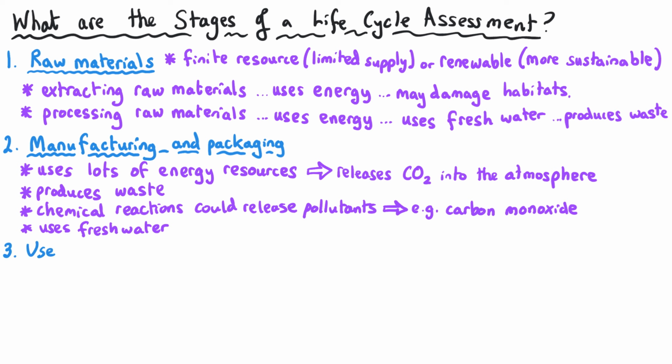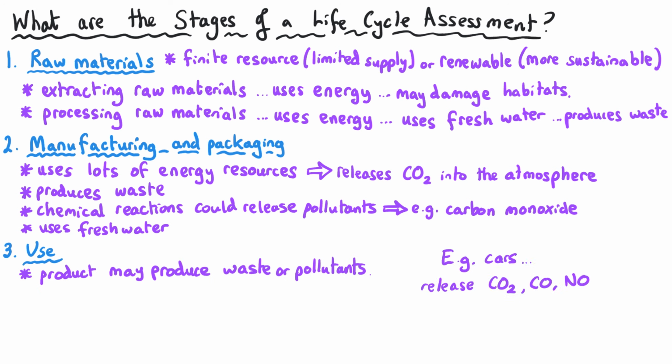The third stage of the life cycle assessment is the use of this object. Sometimes it's really obvious when a use might have a damaging impact on the environment. So for instance, a car, which is obviously continuously releasing fumes from its exhaust, maybe carbon monoxide, carbon dioxide, oxides of nitrogen, and these cause things such as global warming and acid rain. Other products have less obvious impacts during the use stage.